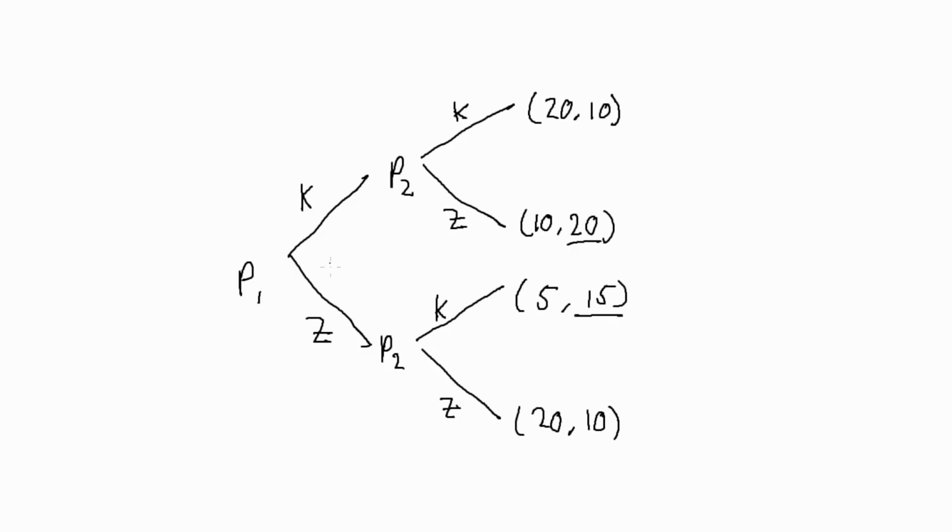So now, knowing which way player 2 will go under either situation, player 1 must now make their choice of K or Z by choosing from either 10 or 5, and of course they would prefer 10. So we can say that this will be the outcome of the game. Player 1 chooses K, player 2 chooses Z.